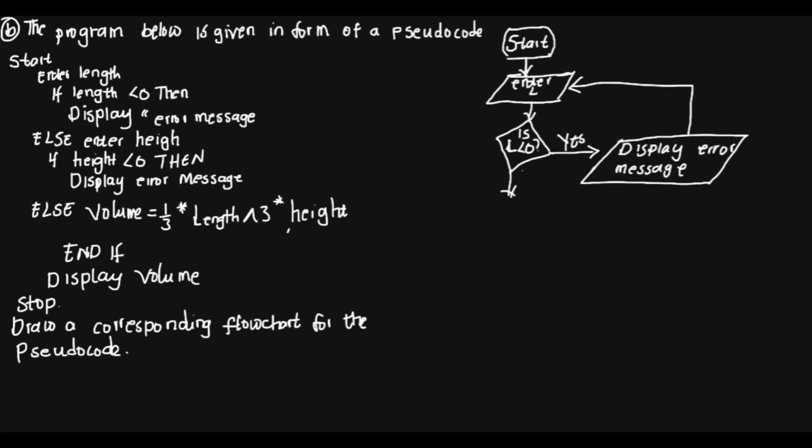Now let's say if we said no. So if we said no, we are meaning our length is greater than 0, meaning it's a positive number. So we can move to the next step. So else enter height. So let's enter height. So we enter our height.